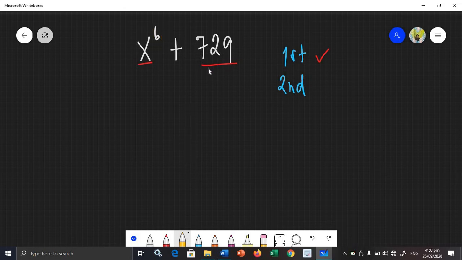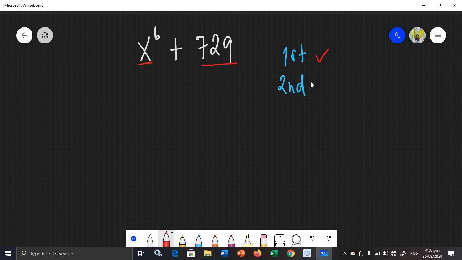How about 729? Take a look at the table in your module. Yes, 729 is a perfect cube because 9 times 9 times 9 is equal to 729.